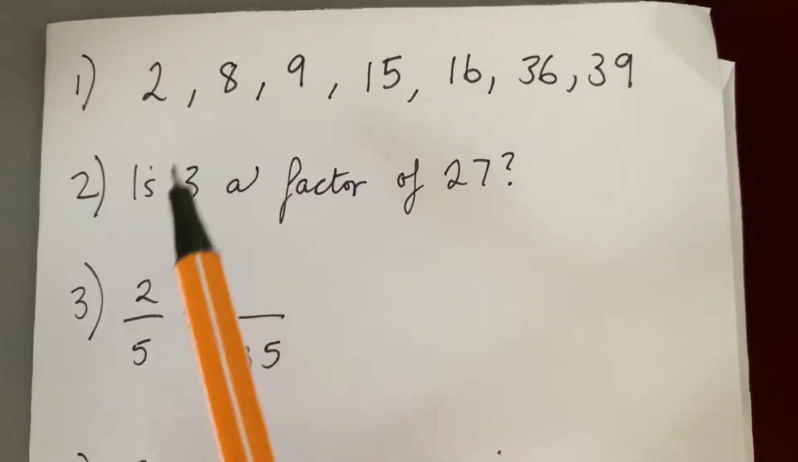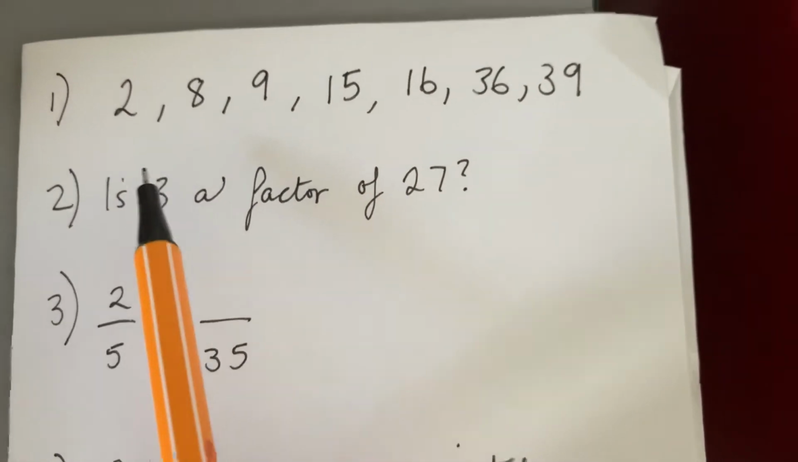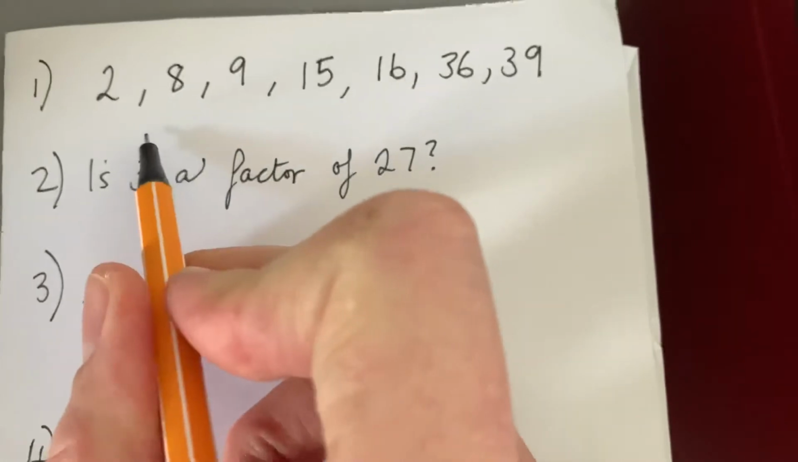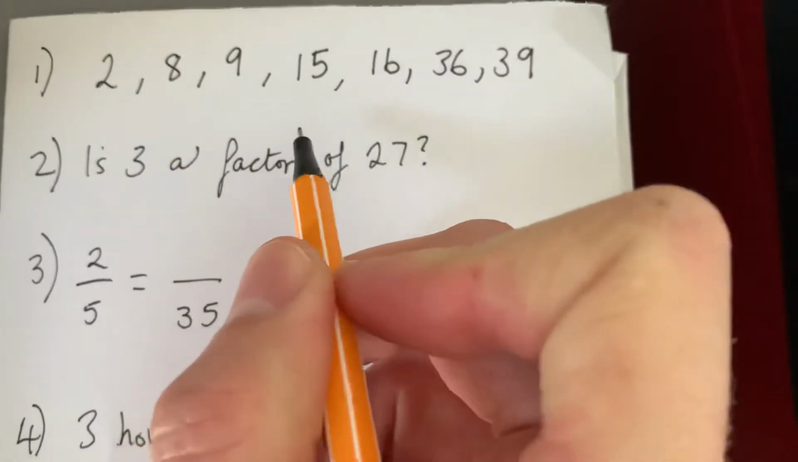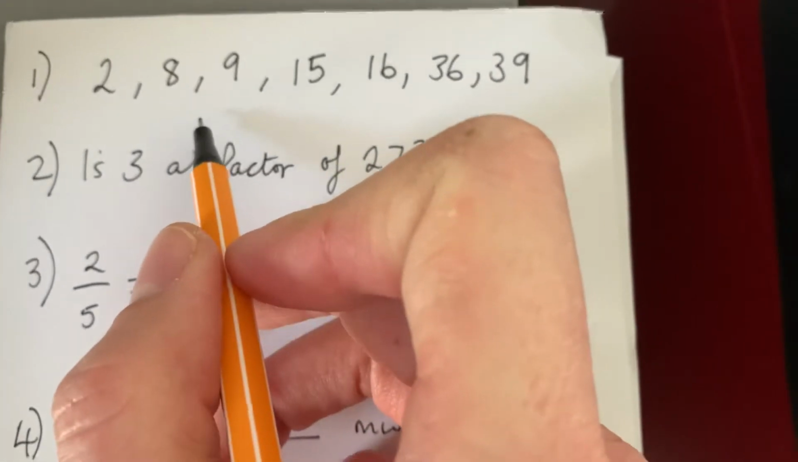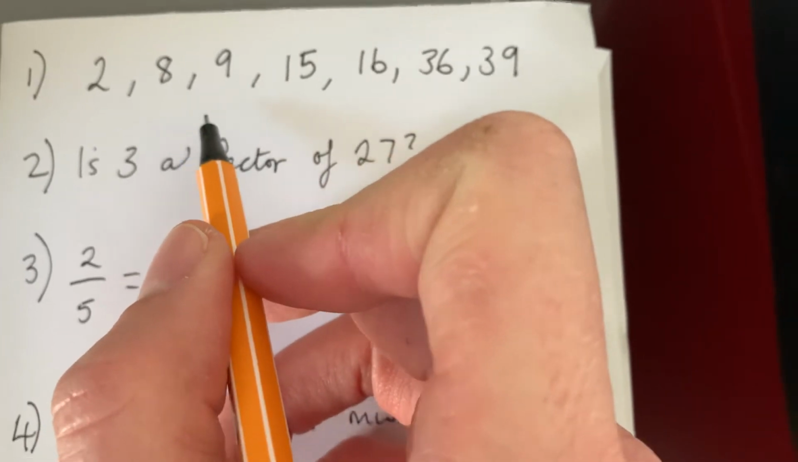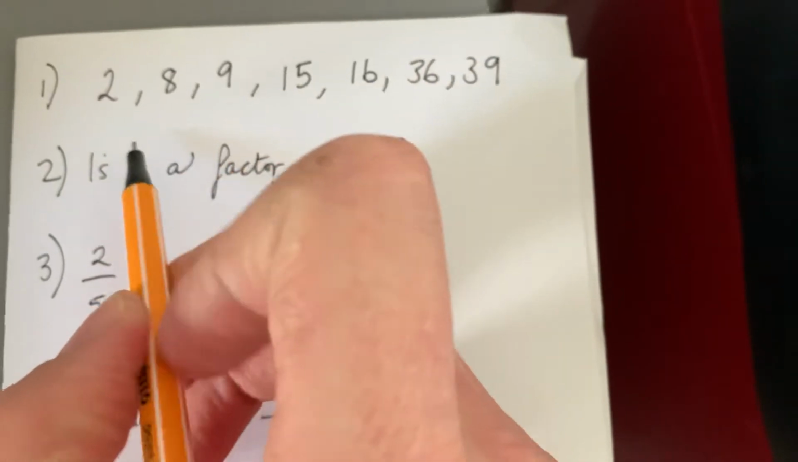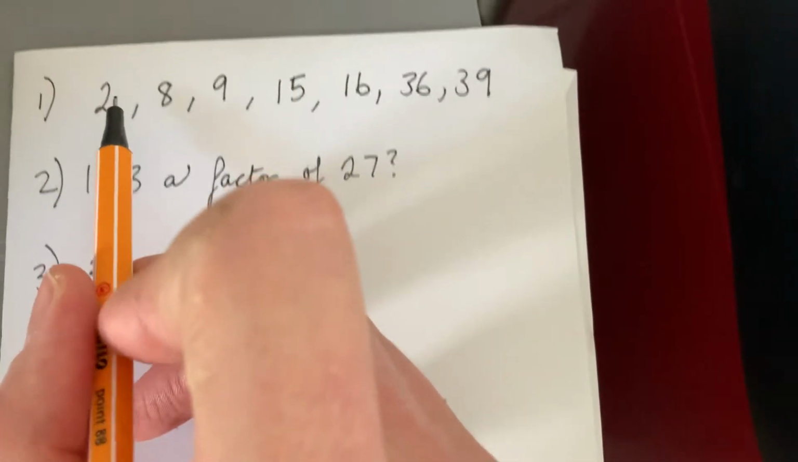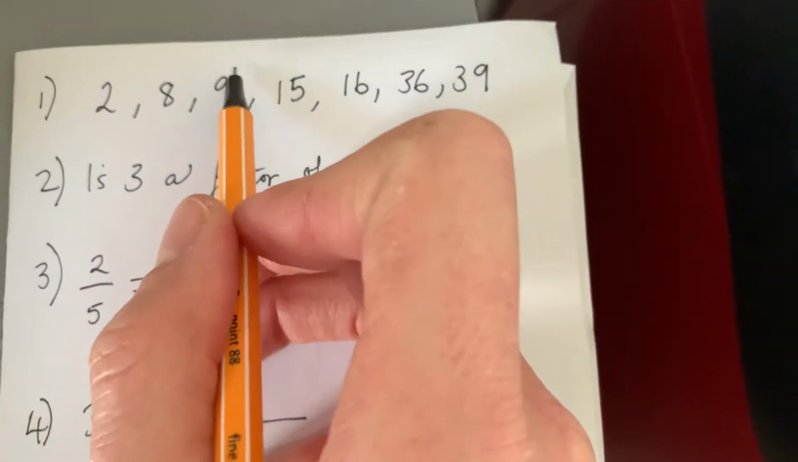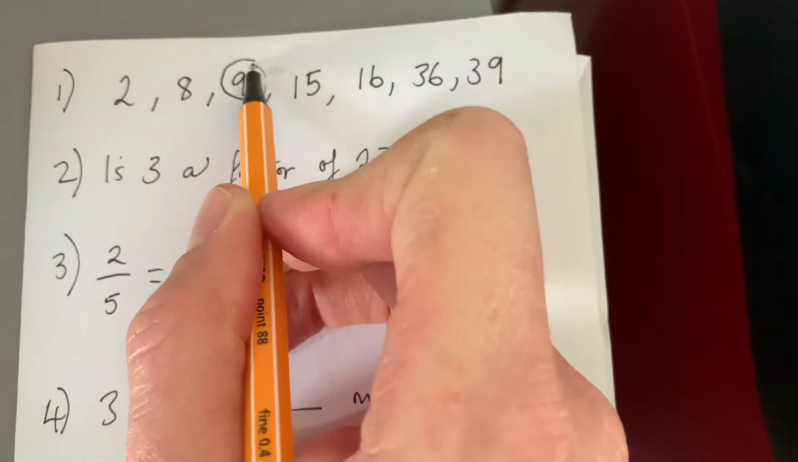Here we have the early bird for Tuesday for Year 5. So the first question is asking which of these numbers are square numbers. A square number is a number which is the result of a number times by itself. For example, 1 times 1 is 1, 2 times 2 is 4, 3 times 3 is 9. Well, 9 is a square number then, because 3 times 3 is 9.